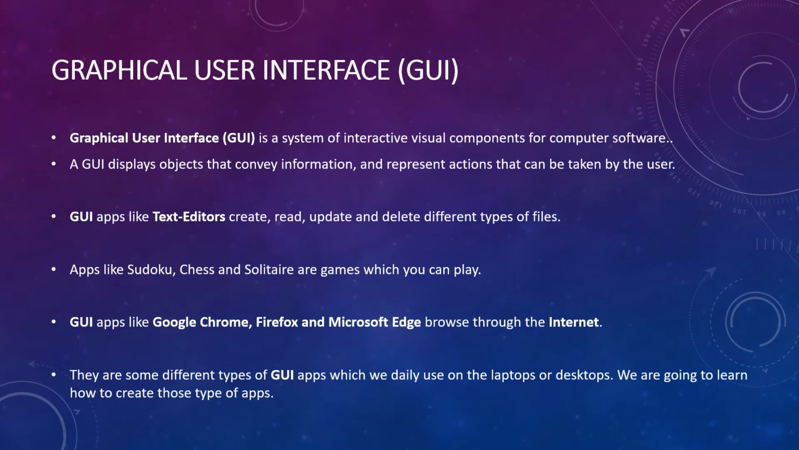So what is GUI? GUI is a system of interactive visual components for software. It means it contains labels and text boxes through which a user can input or interact with any software. Google Chrome is software, and an operating system is a GUI. Windows is an example, and Google Chrome is an example. Microsoft Word and Microsoft PowerPoint are all examples of graphical user interfaces.